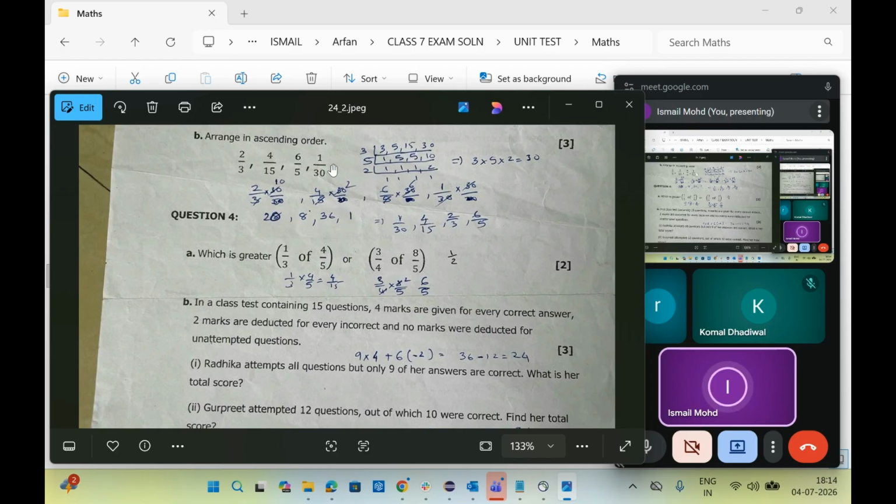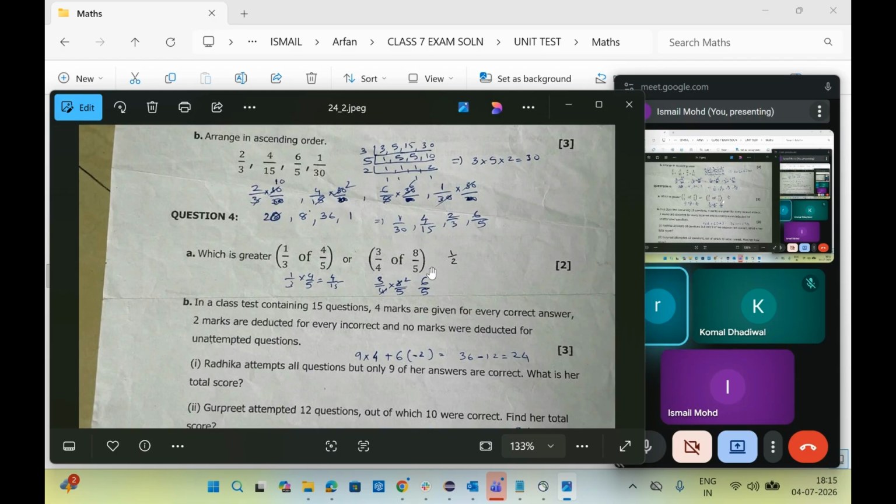So that means this one is smaller. Which one is this? 1 by 30. So 1 by 30 comes first. Next, 8 is smaller. 8 means what? This one. 4 by 15 comes next. Next is 2 by 3. And then finally 6 by 5. Okay, this is one technique.